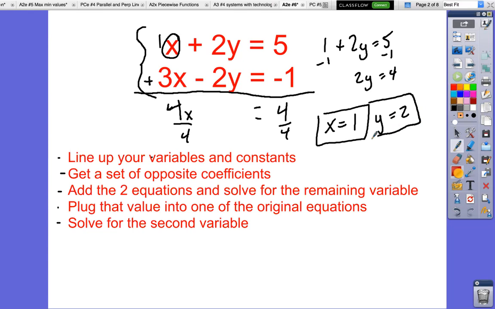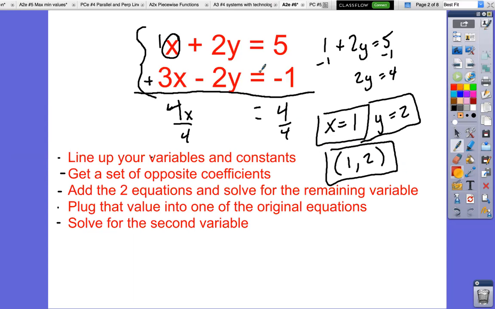Your last step is to make sure, and I forgot to write this up here, make sure that you write them as an ordered pair. So alphabetical order, always. So your x is 1, your y is 2. And all that solution is saying is that's where those two lines intersect at the point (1, 2).